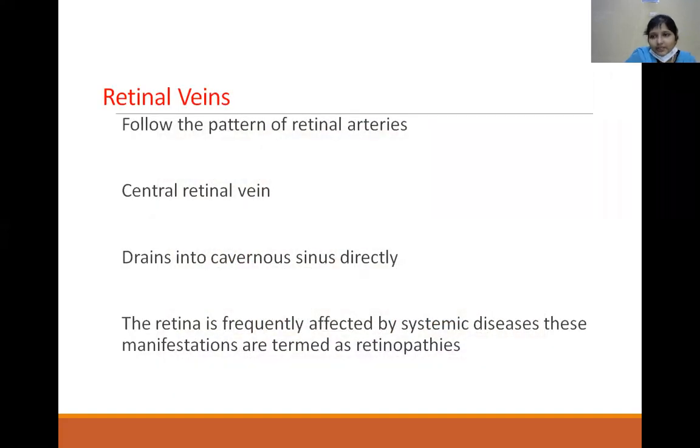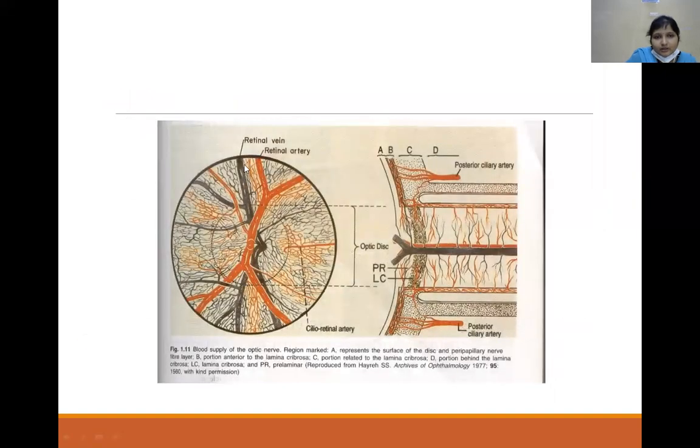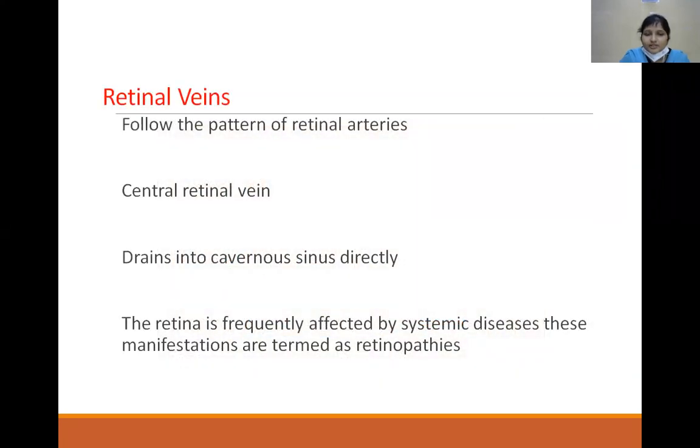Next, coming to the retinal veins. These veins follow the pattern of the retinal arteries. There are superior as well as inferior retinal veins, and again nasal and temporal branches. All these then drain into the single central retinal vein, which drains directly into the cavernous sinus.